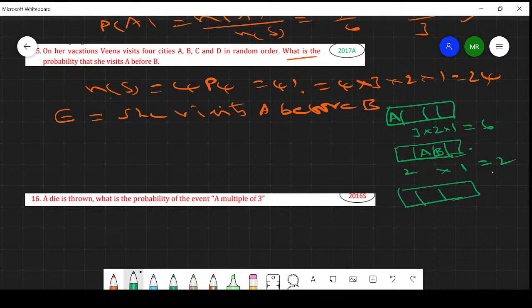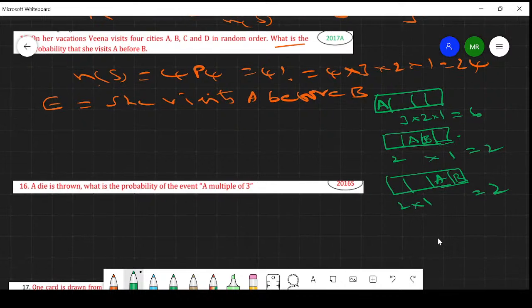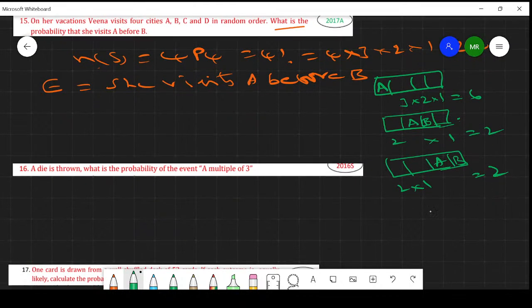Check that. Suppose A is here and B is here. Here also she visits A before B. Again here 2 places where this is 2, this is 1 way. 2 into 1. Again it comes 2 ways. Another way. So these are the possible outcomes of E.